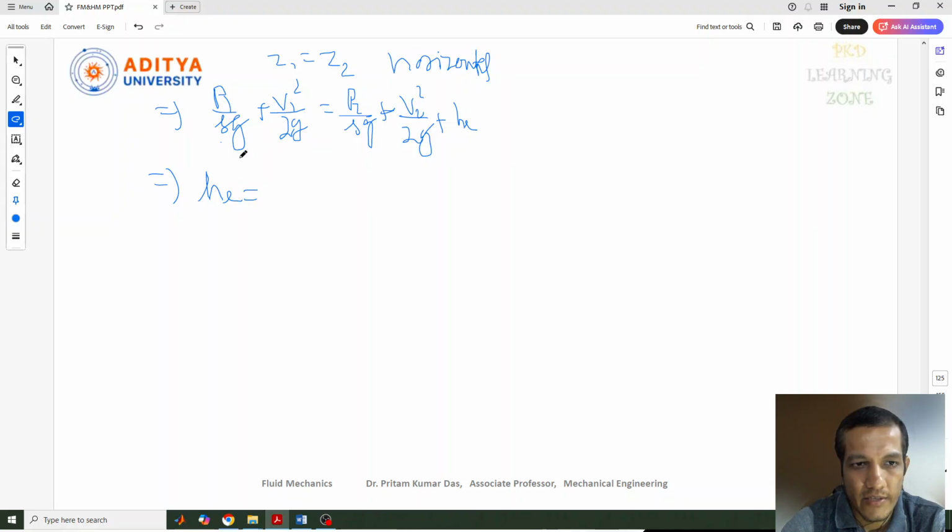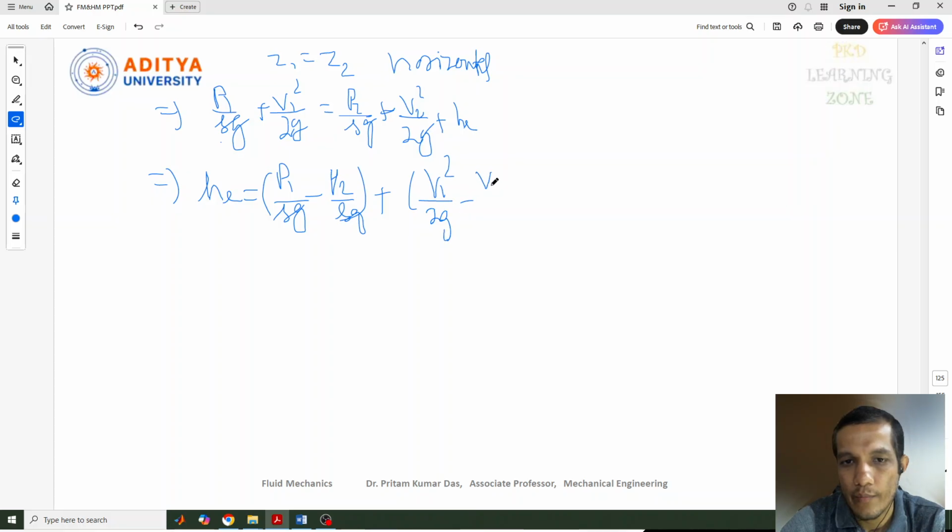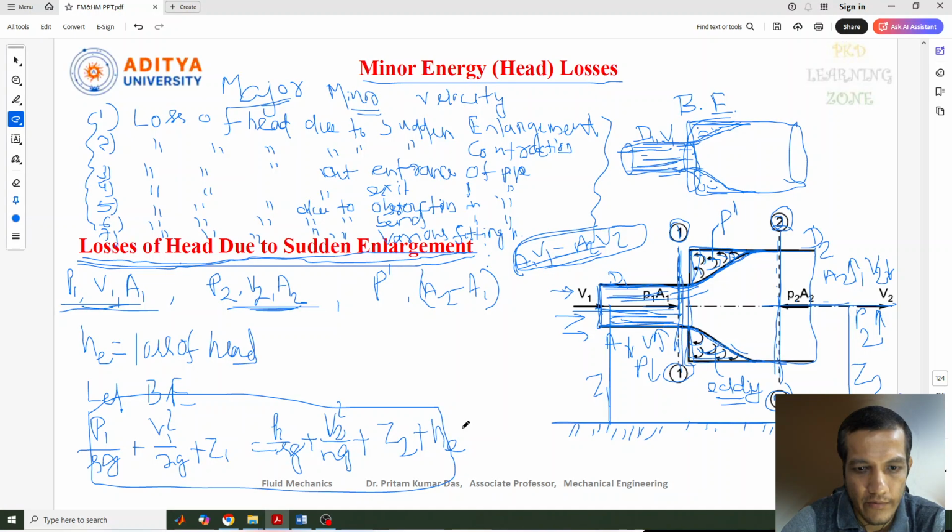Let's consider this equation on this side. That means P1 by rho g minus P2 by rho g, bracket close, plus V1 square by 2g minus V2 square by 2g. So this is the equation, let's give it equation 2. Okay, what about equation 1? This one you can give as equation 1, the Bernoulli's equation which we have already derived previously.